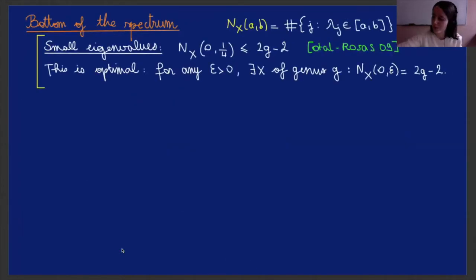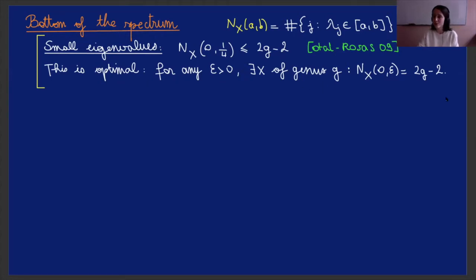My aim is going to be to provide information on the number n of AB, which is the number of eigenvalues between A and B. So first, I'm going to look at the bottom of the spectrum, that is to say small eigenvalues. And the first observation, which has been proved quite recently, is that the number of small eigenvalues is smaller than 2g minus 2. So it can be bounded by something linear in the genus. And this bound is actually optimal.